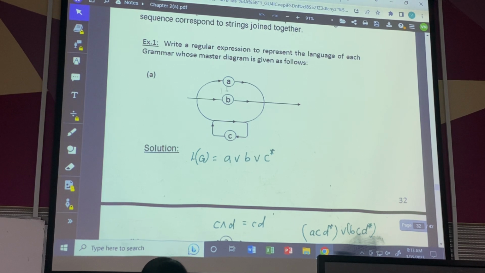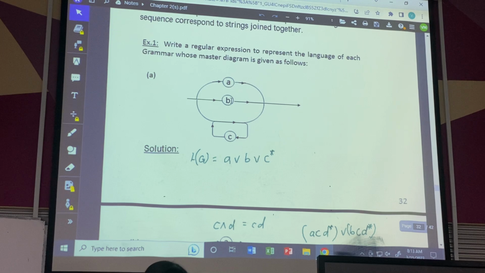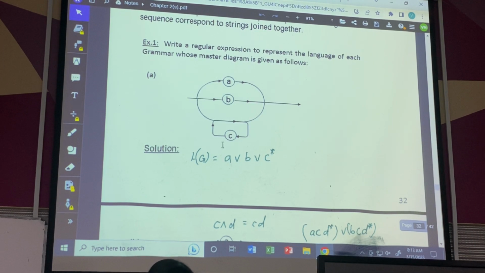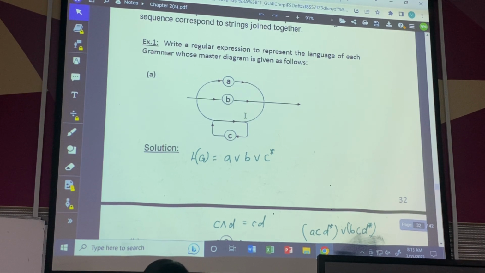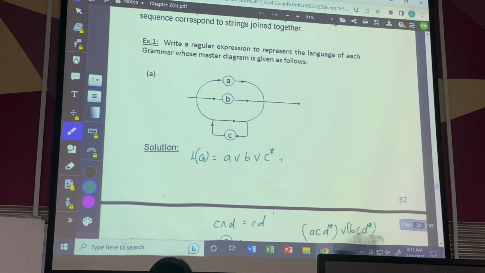So you have an alternative here. You see the way you can go out, A or B or C. Three different ways to go out, right? So in this case, where you want to write the LG, you need to refer to the alternative here. You just write it as A or B or C, because this is a loop, so we will just put it as C asterisk.